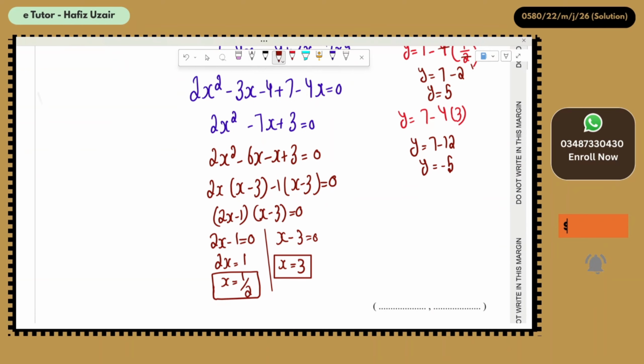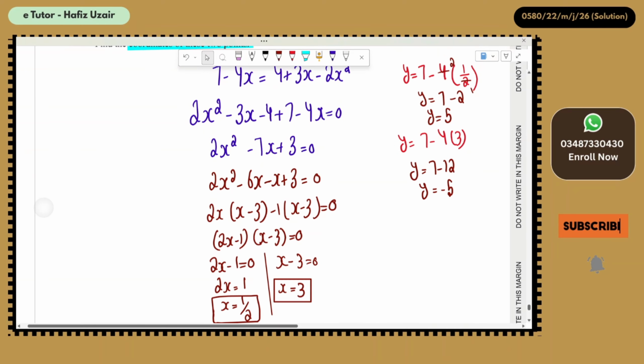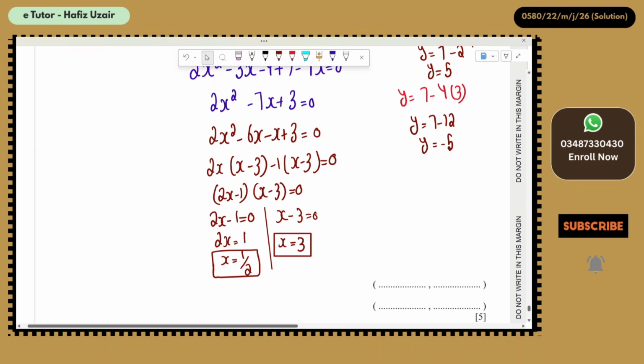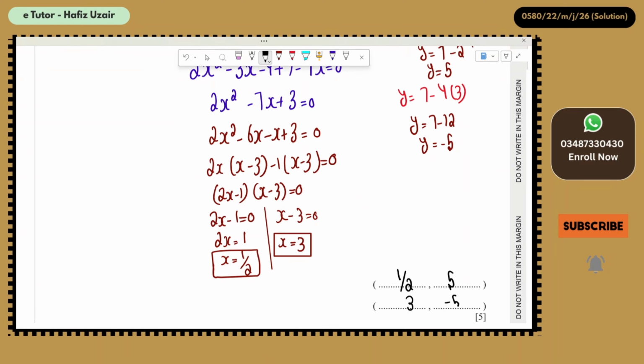Now the coordinates are, when you put 1 over 2, you get 5. So the coordinates are basically 1 over 2 and 5, and then 3 and minus 5. So hopefully you understand this.